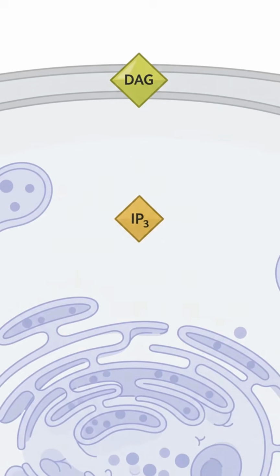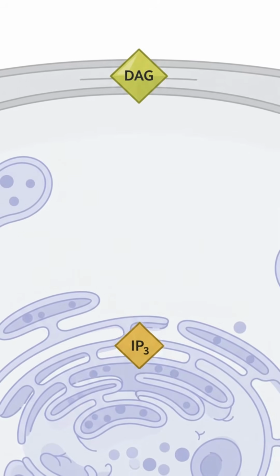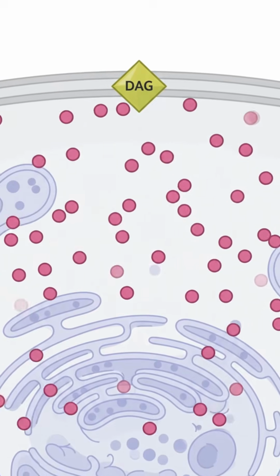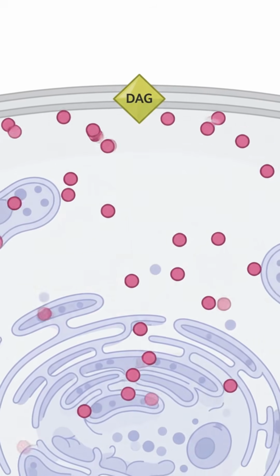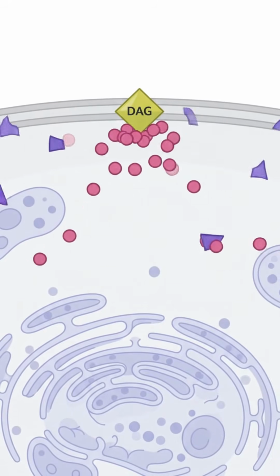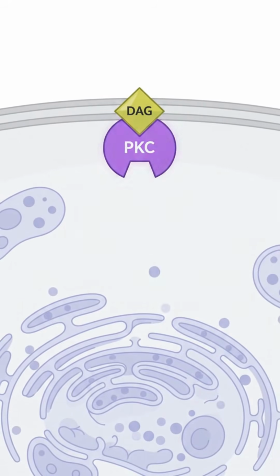IP₃ travels to the sarcoplasmic reticulum and triggers a burst of calcium release into the cell. That calcium teams up with DAG, still waiting in the membrane, and together they switch on protein kinase C. Two messengers, one activated enzyme.